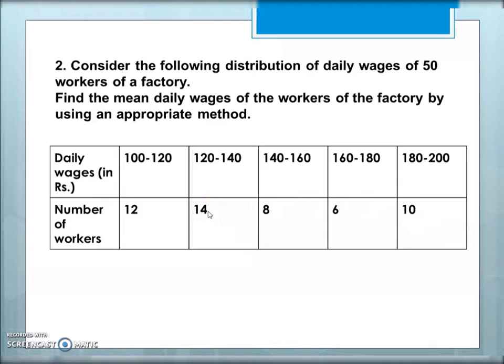Now mean daily wages will be from one of these class intervals only. Now you have to say approximately where can the mean lie. It will be in the middlemost one. So one of these two probably. So we have to assume one of the xi's as the assumed mean. We are going for assumed mean method.